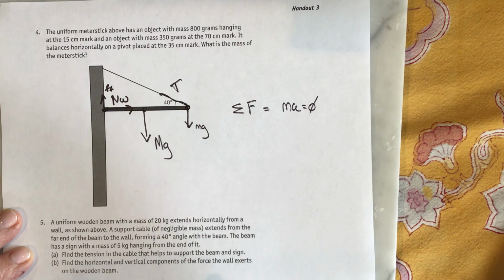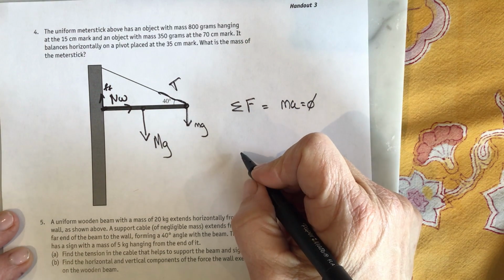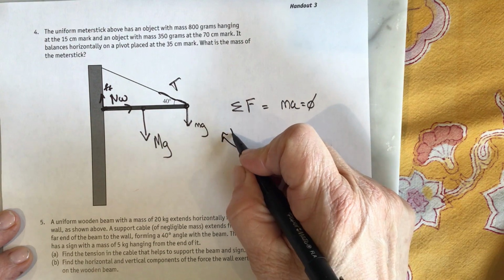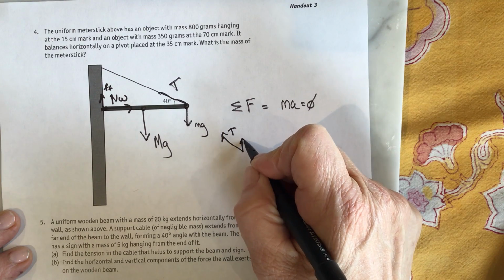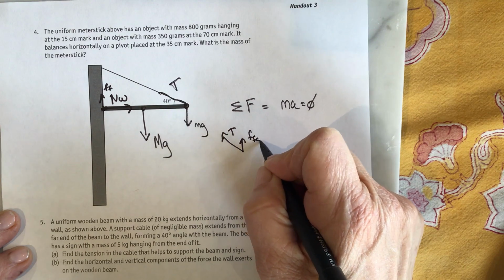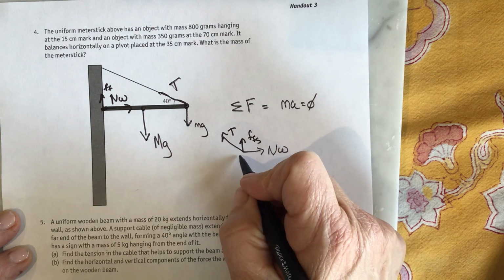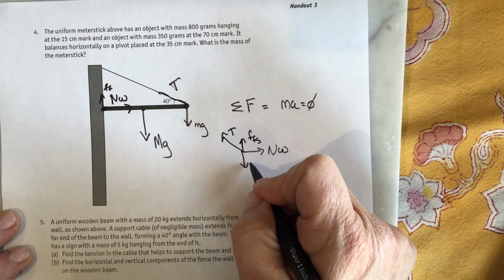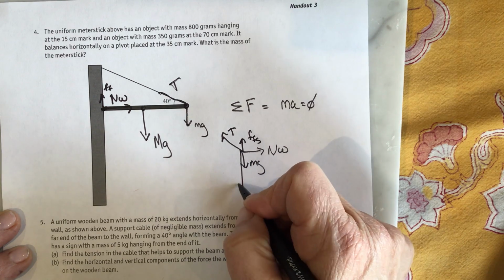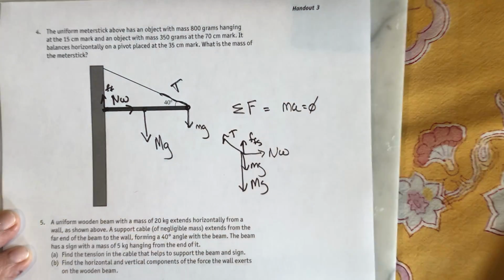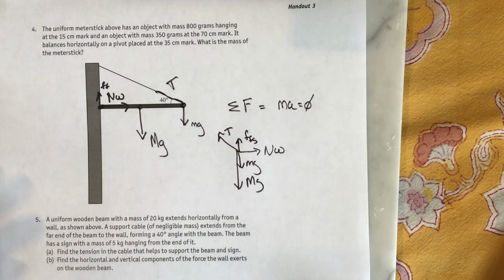Okay, so if those are all of the forces, we can draw a pretty quick free body diagram. We've got the tension, we have the force of friction, and remember that's static friction. We've got the normal force of the wall, the mass of the sign, and the mass of the beam pulling down. Okay. All right, so that's condition number one.